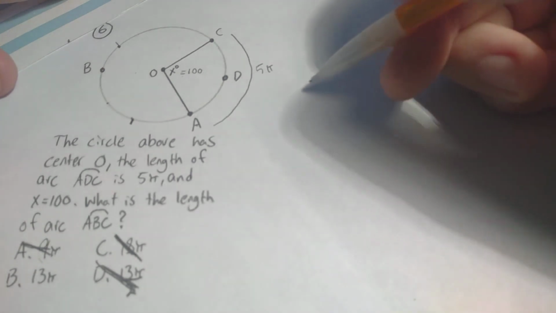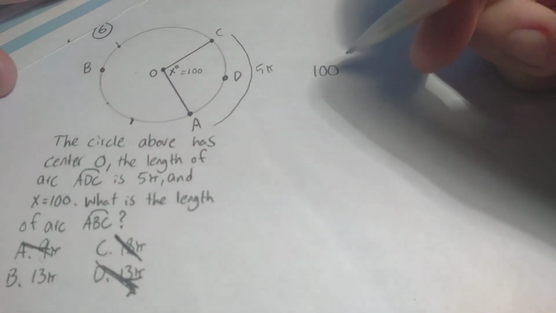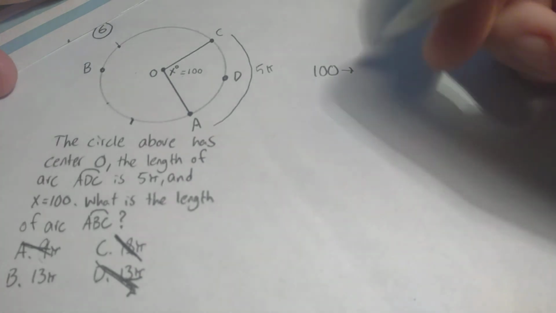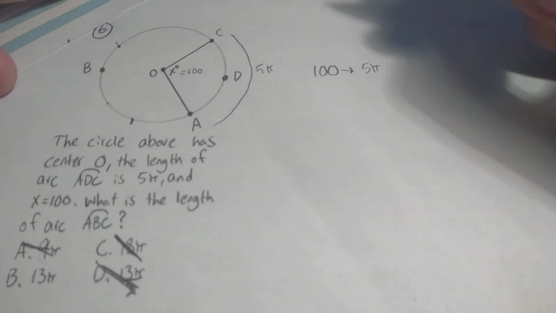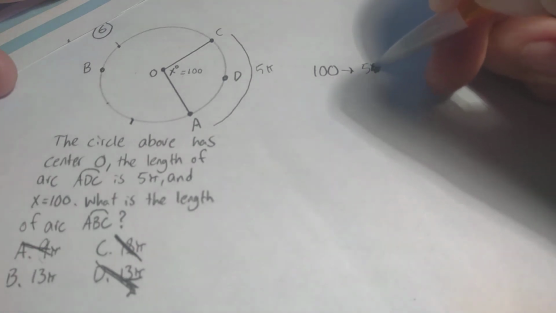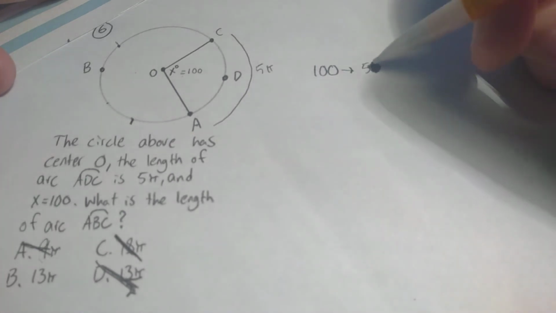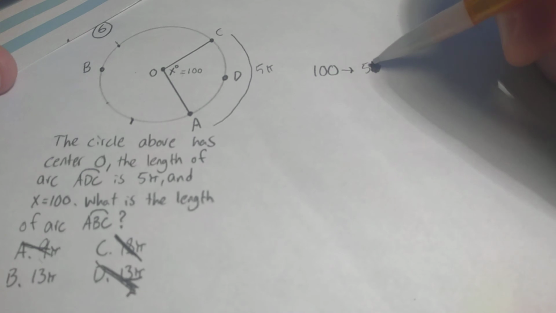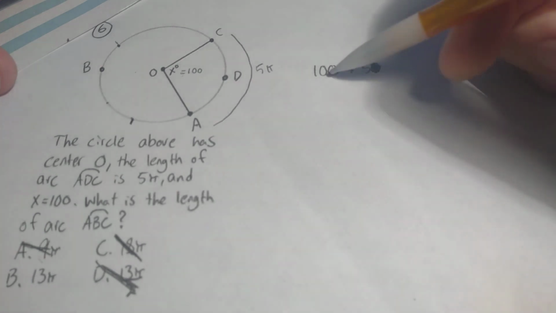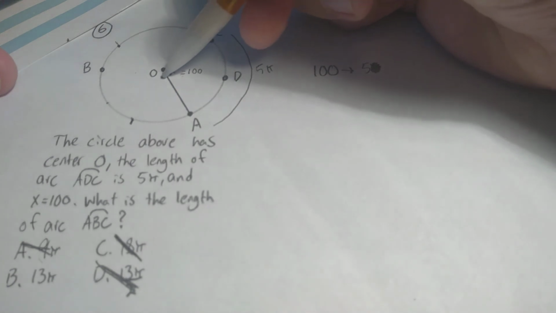So what's happening here is I have 100 degrees, and somehow 100 degrees translates to 5 pi for an arc. And since all the answers have pi in them, let's just go ahead and get rid of the pi. So 100 degrees translates to 5. Okay, so that means whatever the degrees are, it seems like if you divide by 20, you get the length of the arc. Right? 100 divided by 20. So we just have to figure out how many degrees are in this other thing over here.